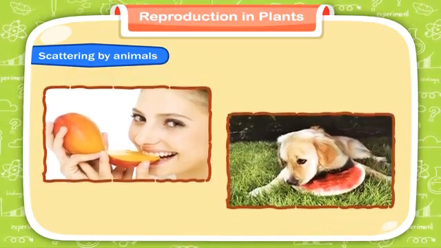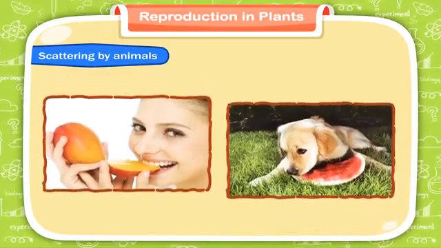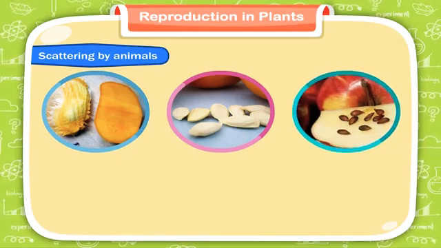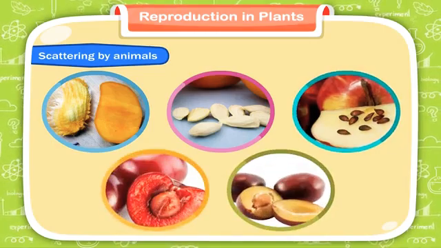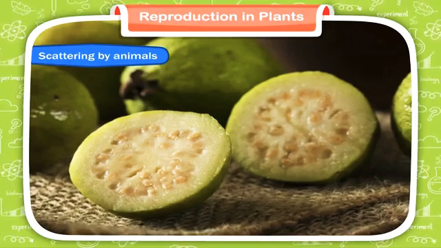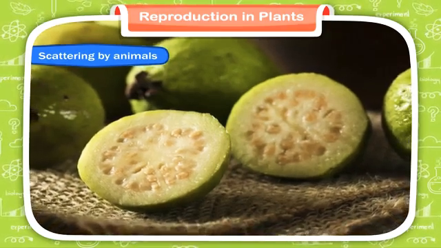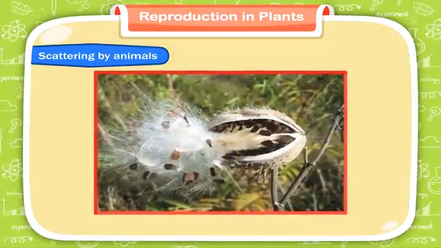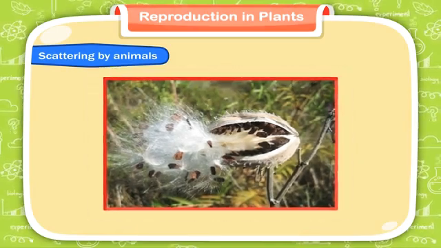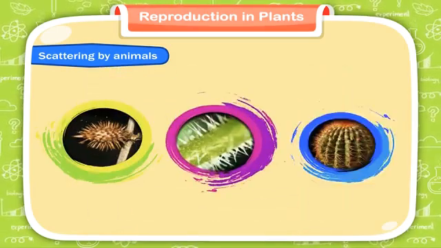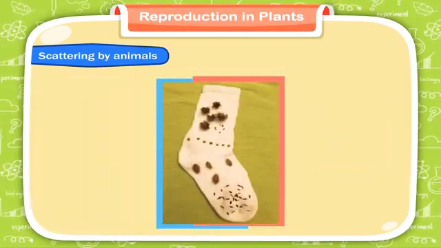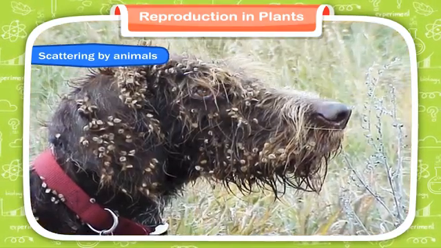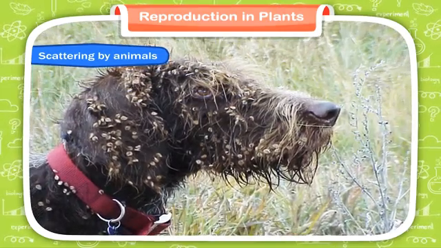Scattering by animals. Humans and animals eat fruits that contain seeds. We throw away the seeds after eating fruits like mangoes, oranges, apples, cherries, and plums. The small hard seeds of guava, etc., are thrown out of our bodies with the waste. All such seeds are carried far away from the parent plants. Seeds of many plants have stiff hair, hooks, or spines. These seeds stick to our clothes and the fur or skin of animals and are carried far away by these animals.